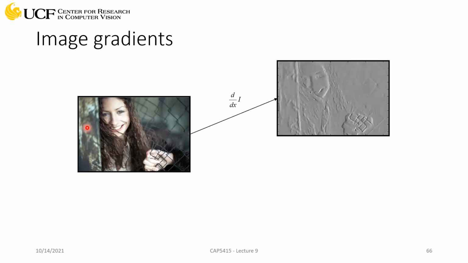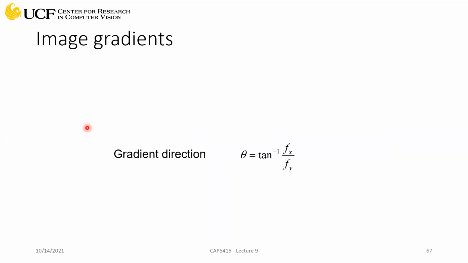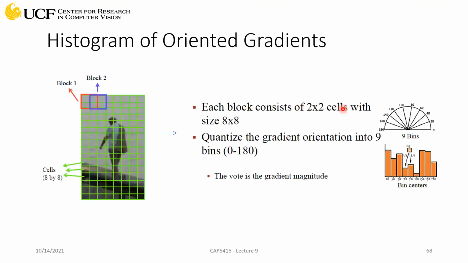So given an image, you know how to compute the partial derivatives in the X and Y directions. This is fine. And you know how to compute the gradient direction, right? You just use the tan inverse, and you also know how to compute the gradient magnitude. Now, once you have that, to compute the histogram of the orientations, remember that you do this for each cell in the block.